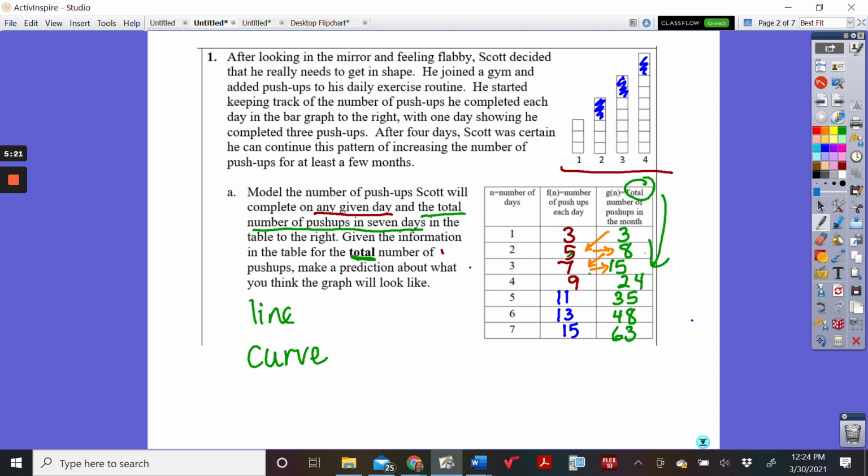If we were talking about f of n, that would be a line with a slope of 2 because the rate of change is 2. But we are talking about g. So what do we think it's going to be? A line or a curve? That's your first choice. I'm going with curve.